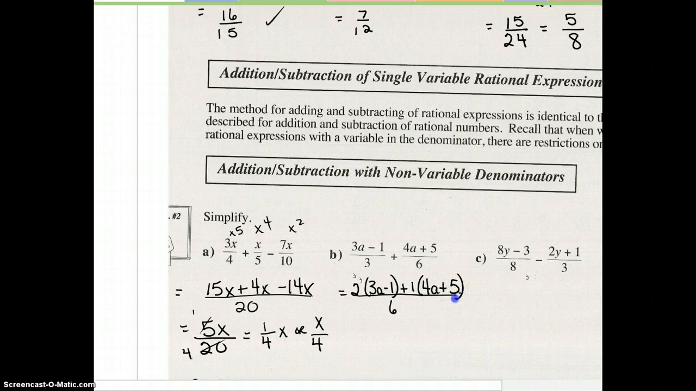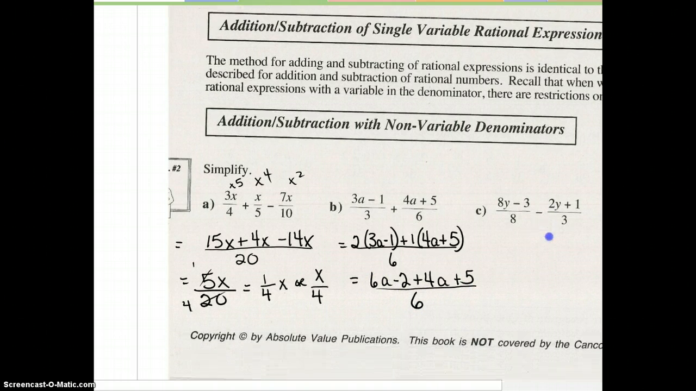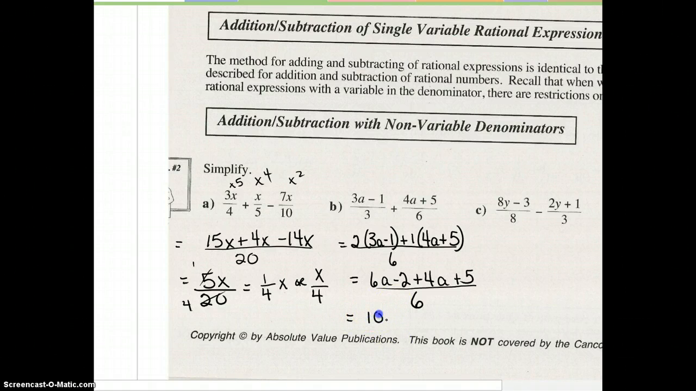I put a 1 out front just to remind you of it, but I don't really need to do much. This first expression, I'm going to take the 2 and multiply it throughout the bracket, so I'm going to get 6a minus 2 plus 4a plus 5, all of it over 6. Next step would be just to collect my like terms, and I end up with a 10a, negative 2 plus 5 is plus 3, all over 6.